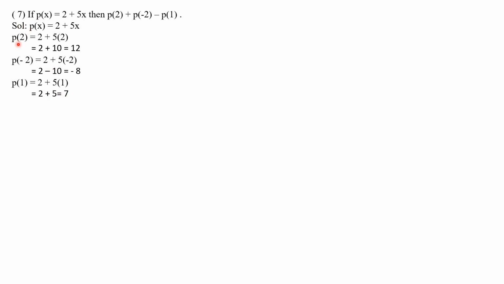Now I've already got the value for p of 2, which is 12. P of minus 2 is minus 8. P of 1 is 7. Now we'll substitute here, so it becomes easy to solve. We have to find the value of p of 2 plus p of minus 2 minus p of 1. So you'll write in place of p of 2 the value 12, then minus 8 because we got minus 8 here, and the minus sign is there, so minus, and p of 1 value is 7.